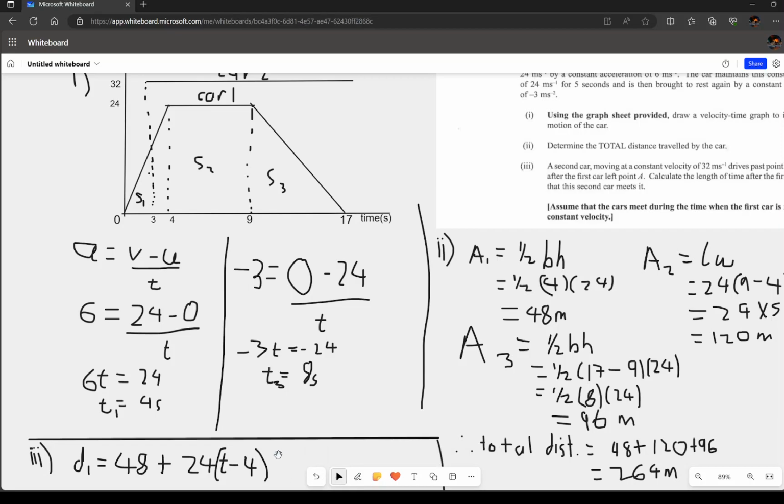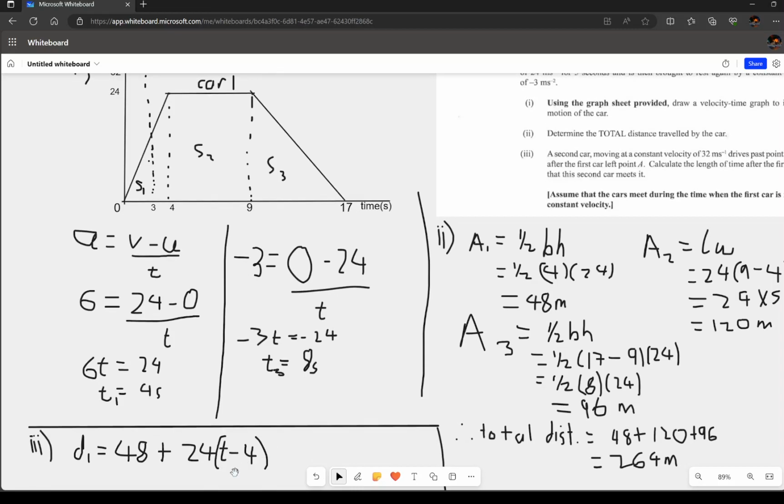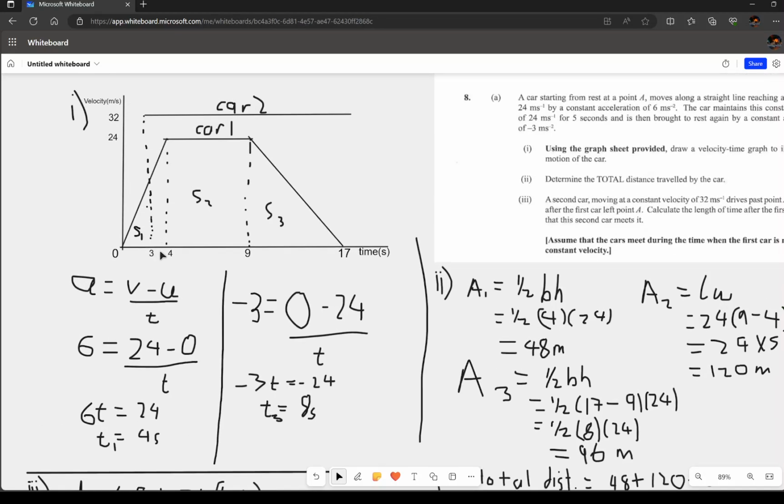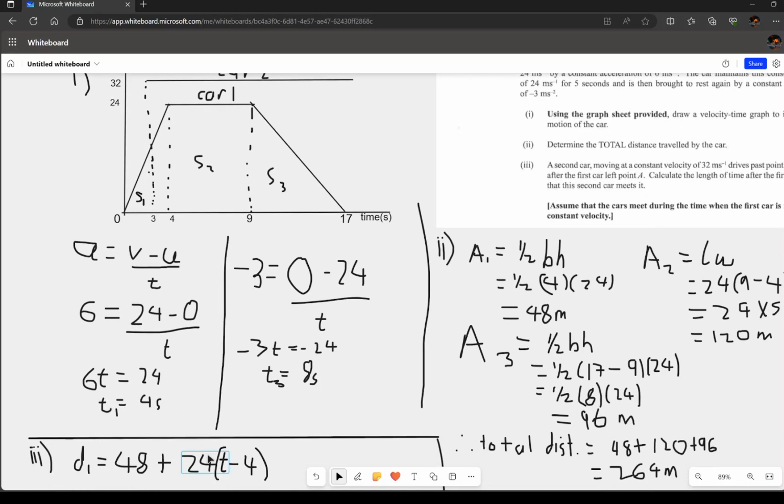Let's see if it actually does work. So if I put in t is equal to 4 in this equation, I get a distance of 48. And if we look at our graph, we see that that's correct. When time is equal to 4, car 1 has indeed traveled 48 meters. And if I put in t is equal to 5, I'm supposed to get 48 plus 24, which of course would correspond to the distance the car has traveled through stage 1 and 1 second into stage 2.